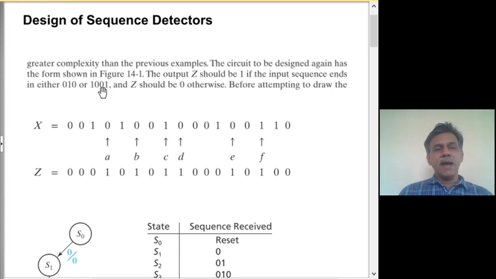But the idea is that we should become very clear about when the output Z becomes 1. There should be no ambiguity. So, let us take a case where the input sequence is as follows. How do we first of all come up with this one?